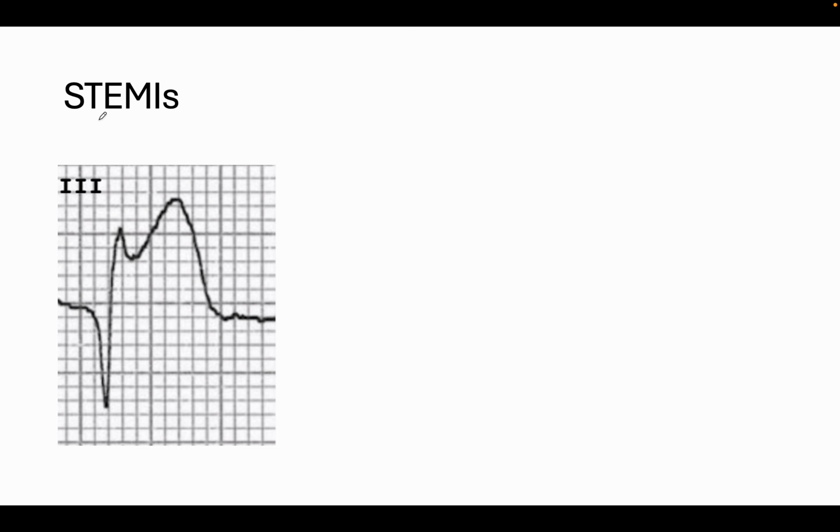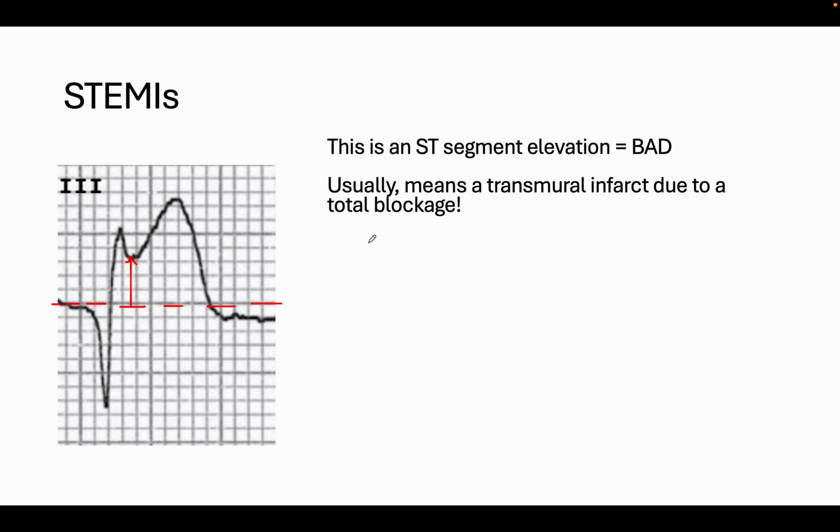So let's look at the concept of an ST elevation myocardial infarction. If you draw our isoelectric baseline in, we can already see that our J point, specifically our ST segment, is up in the roof. It's really elevated. So this is an ST elevation myocardial infarction. And that's suggestive of a total blockage of the heart, which is causing a transmural infarction.